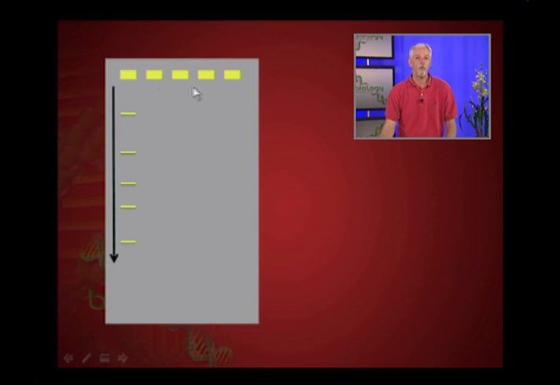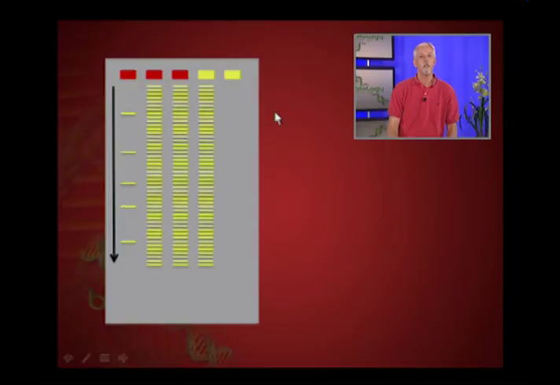And let's say that we have 3 suspects, and then we have evidence from the crime scene here. And so again, we would load DNA samples from each of our 3 suspects. And then in our last well, we'll put evidence from the crime scene. And perhaps we're trying to link evidence from the crime scene to one of our suspects to place them at the crime scene. So again, the fragments then will run out of the gels, separate according to size.